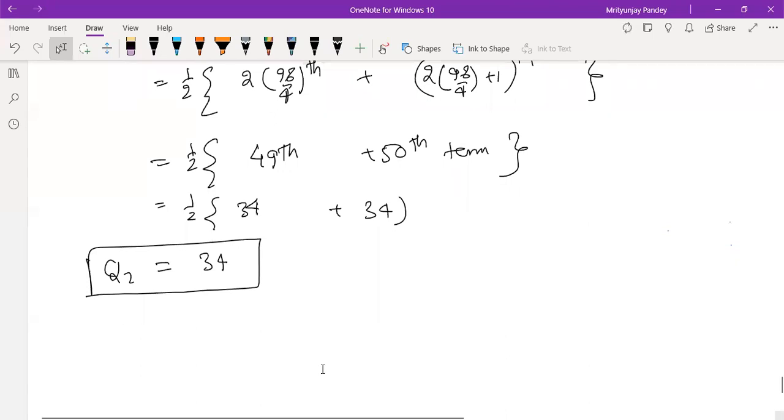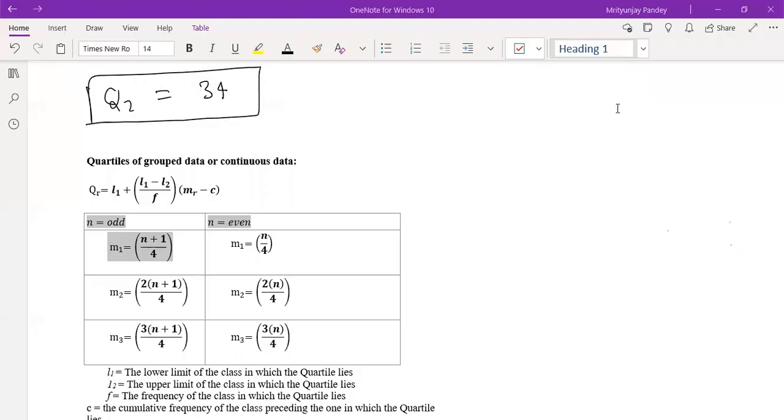So this question is based on frequency distributed data. Now third question based on grouped data. So now let's discuss the quartile for the grouped data. This is the formula: Q_R equal to L1 plus L2 minus L1, basically. This is not L1 minus L2. Upper minus lower.